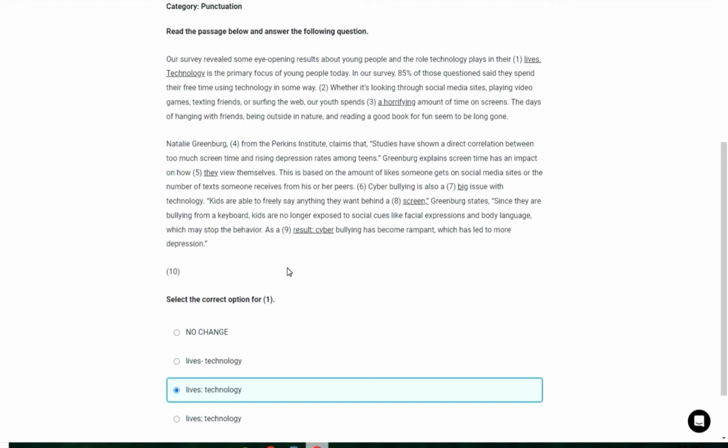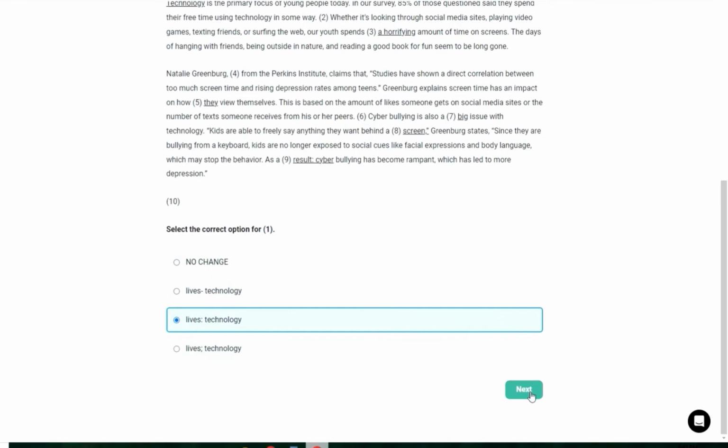And then the last one, a semicolon, and a great tip when you see a semicolon is to just replace it with an "and" or a "but" and read through the sentence. Either way, you want to use some sort of conjunction there and see if it makes sense. In this case, it doesn't really make sense. "And the role technology plays in their lives and technology is the primary focus of young people today." That would just be repeating what was already previously said and would be completely unnecessary. And so we went with C for this question.